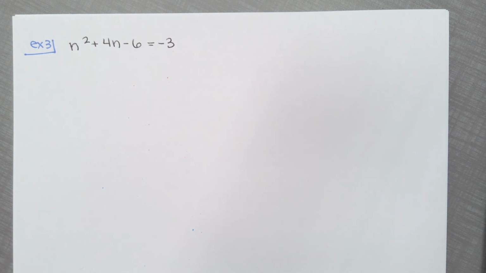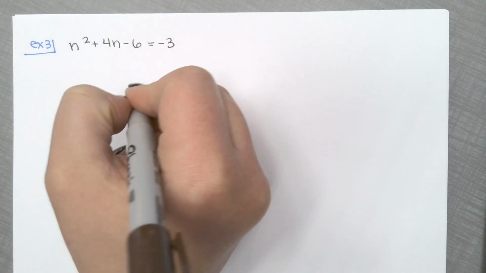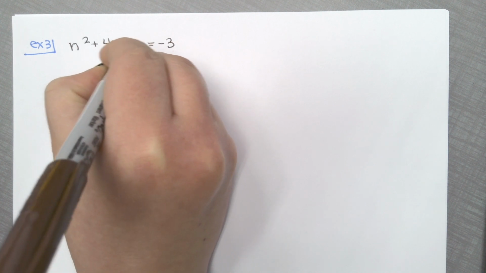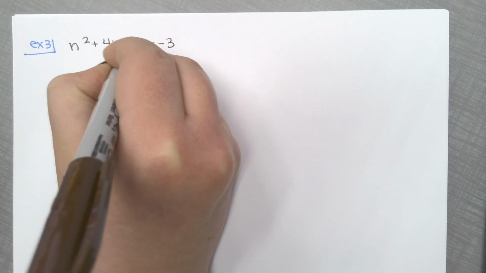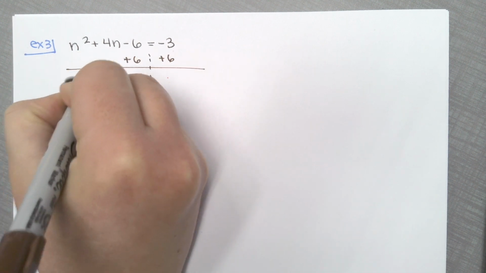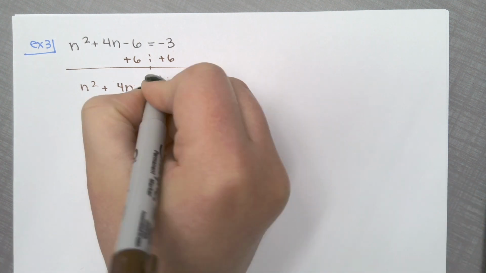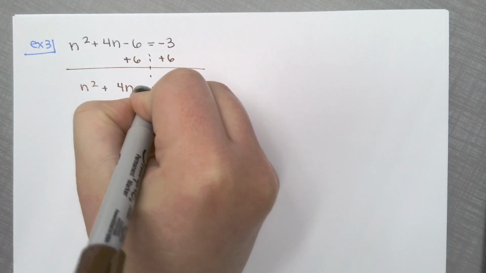Beautiful people, I'm going to start trying to catch up to you guys. Hopefully that was enough time to get a head start. Step number 1 is you're going to move over that constant. So we're going to add 6 to both sides. We have n squared plus 4n, and negative 3 plus 6 gives us 3.